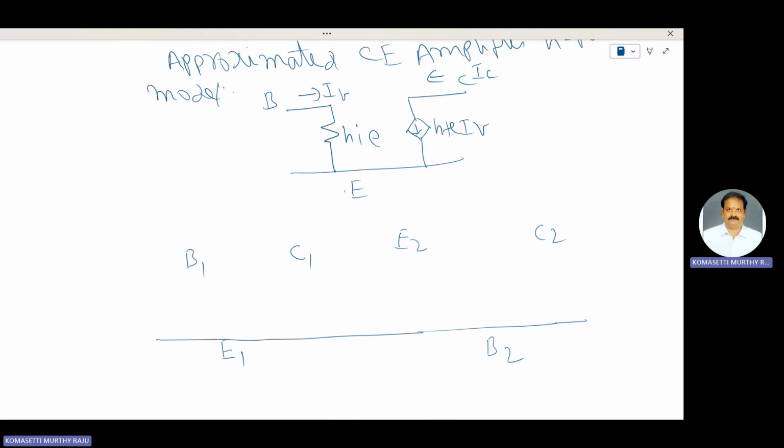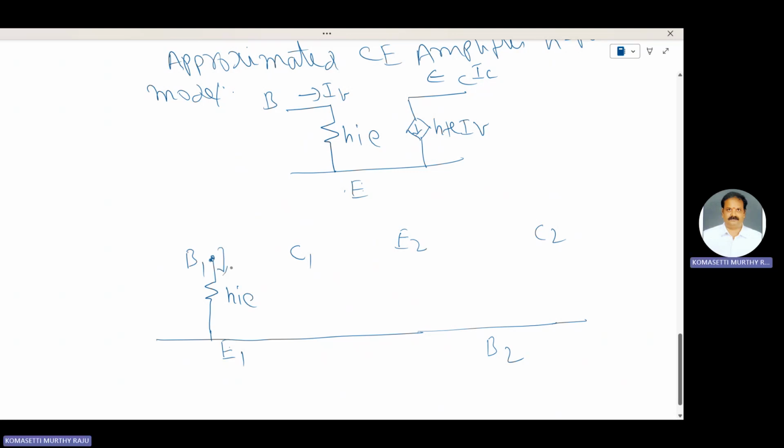In between B and E, HIE is there. This is the base terminal, and this is the emitter terminal. This one is HIE, between B1 and E1.